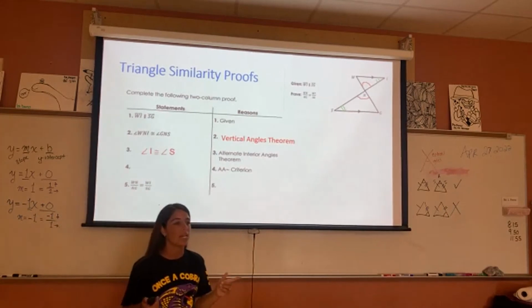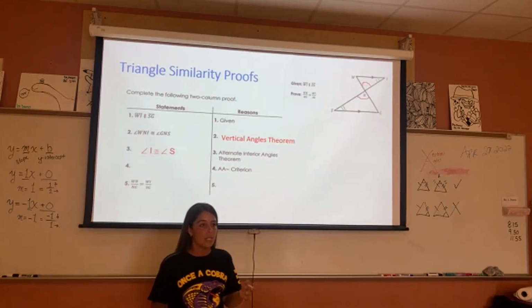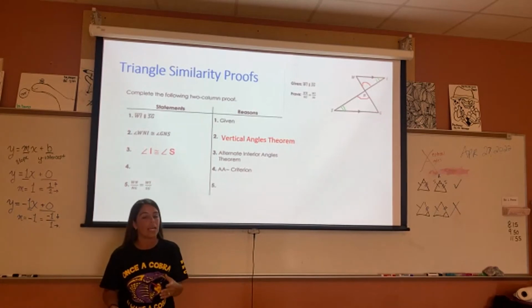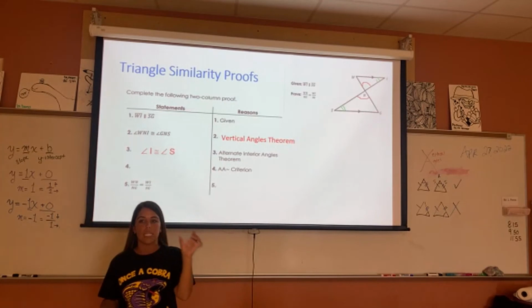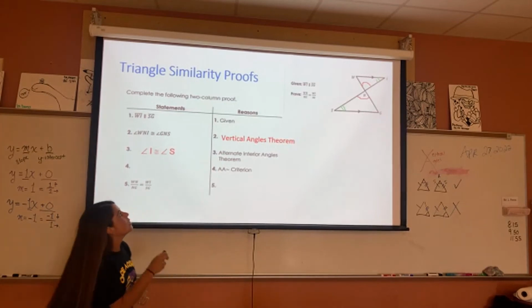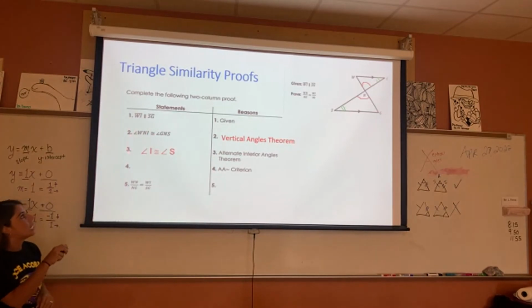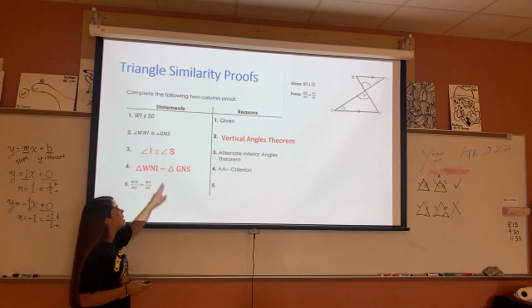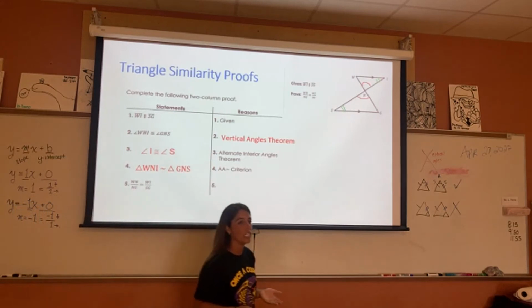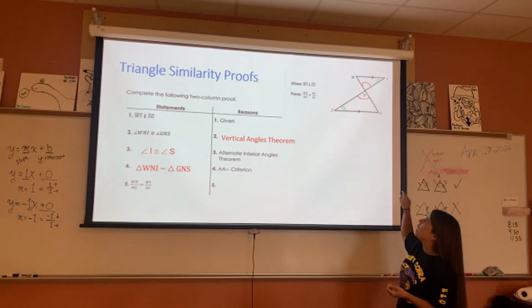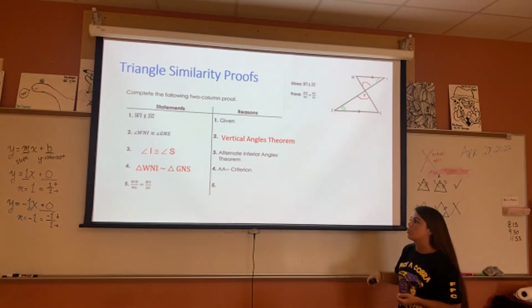Remember here, when you're writing this, the order matters. You can call the first one whatever you want, WNI, WIN, NWI. All that matters is when you write the second part, the corresponding parts are in the same order. This one was nice because they gave us angles and I just kept those. I just changed the angles into triangles. And I know triangle WNI is similar to triangle GNS. Again, I know W goes with G, N goes with N, and I goes with S.